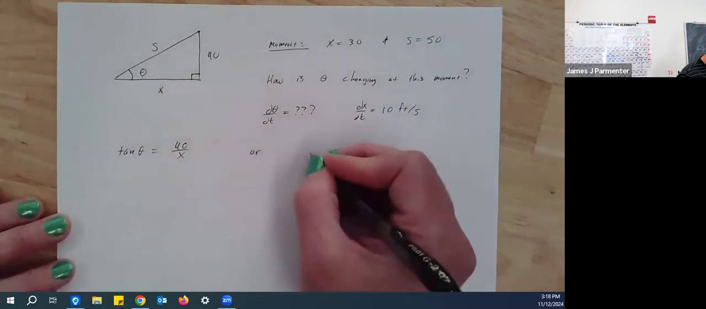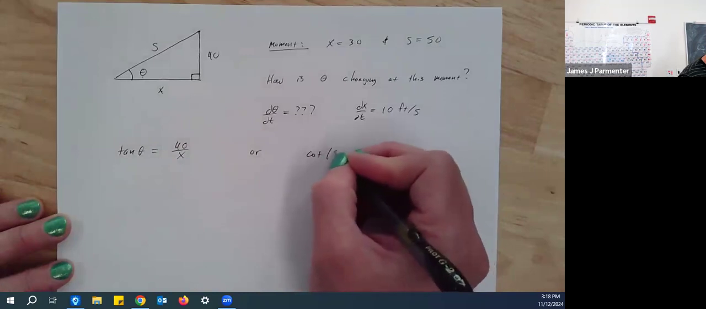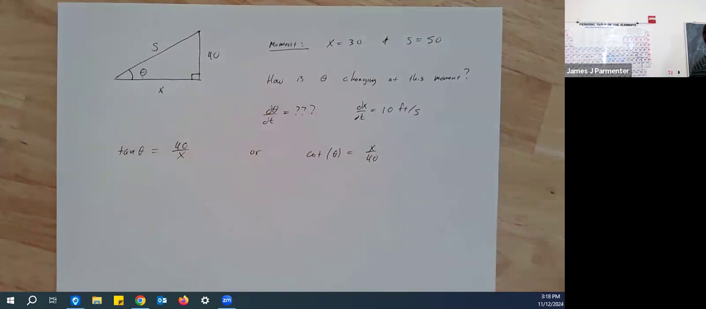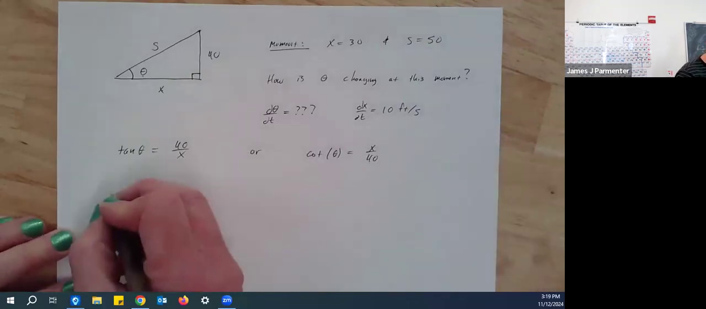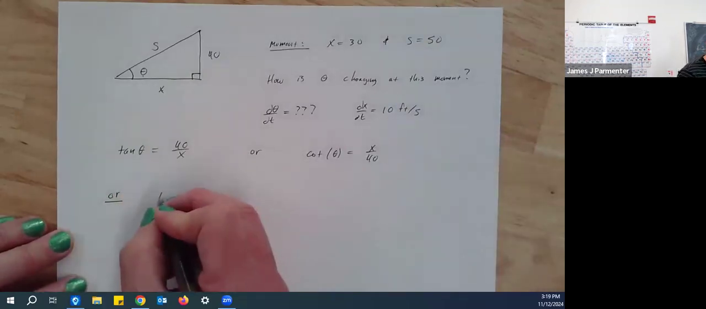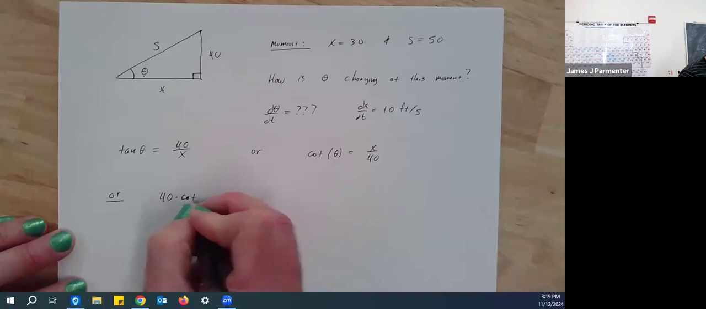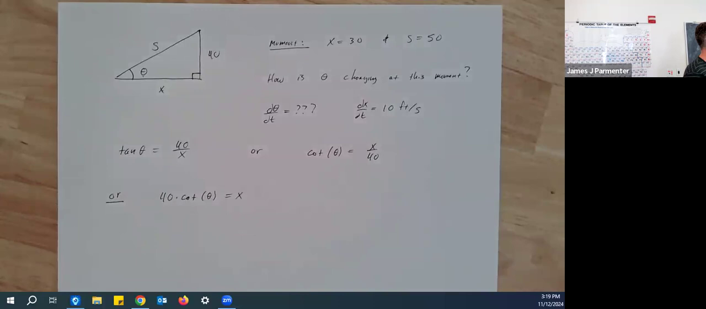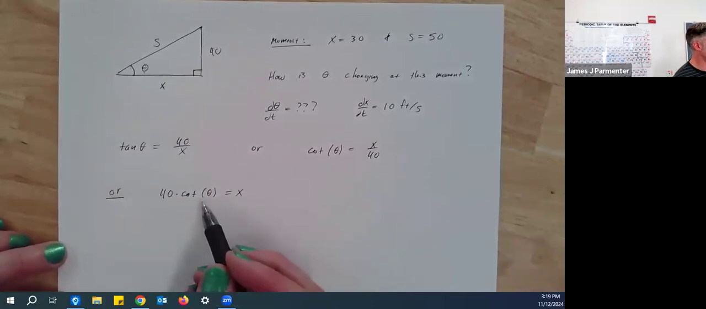Because if you do it this way and say cotangent theta is equal to X over 40, then when you differentiate both sides, you're not going to have to use the quotient rule. In fact, I would even go one step further and say the best choice is to say that 40 times cotangent of theta is equal to X. All these choices are fine, but this is the one that's going to require the least amount of work.